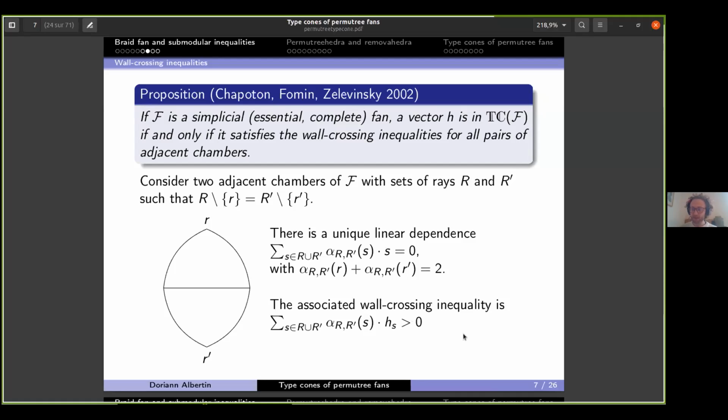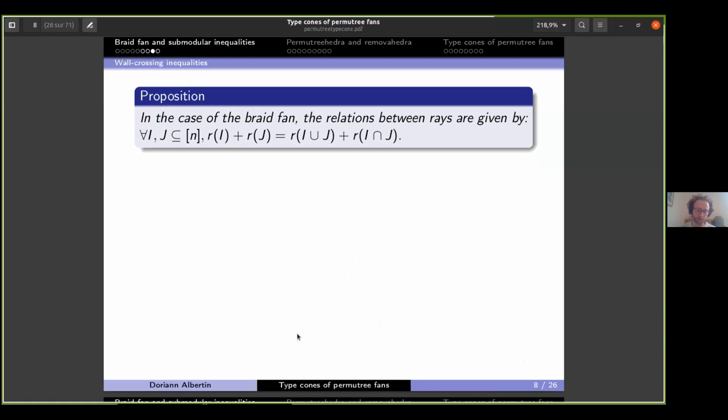So the type cone is completely determined by this big family of inequalities. The idea is that if this property is not verified, the fan you will look at will look more like this than like this.